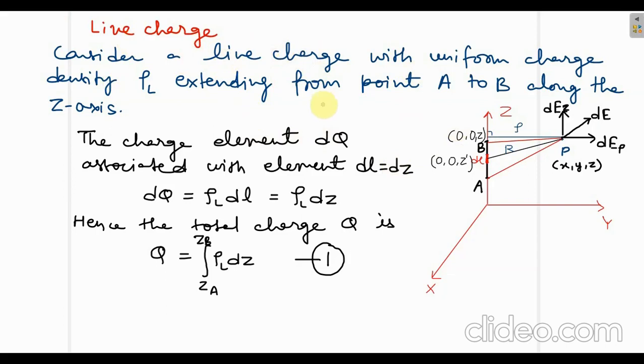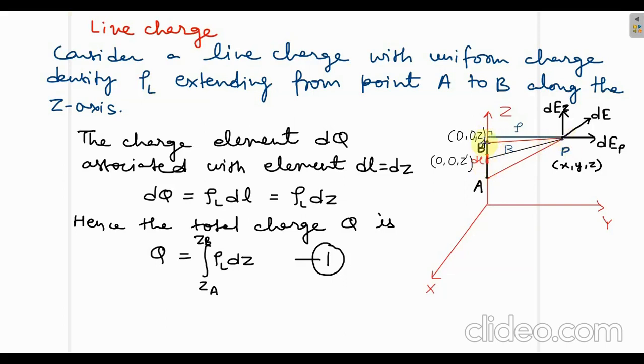Yesterday in the last class we had started discussing the topic: electric field intensity due to a line charge. We had already discussed how we are considering the line charge. The line charge is kept on the z-axis, and we have to estimate the electric field intensity at this point P.